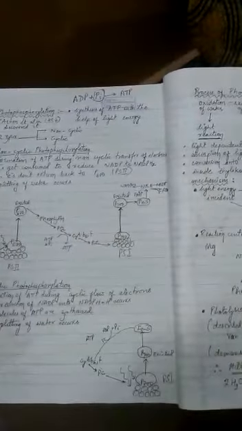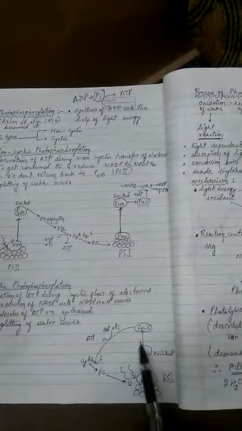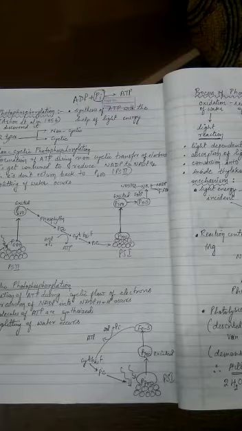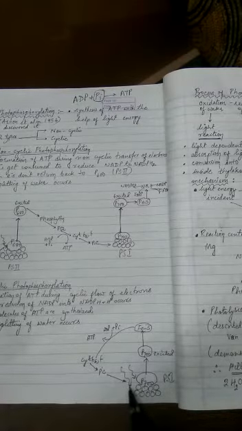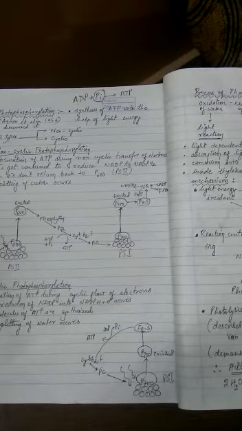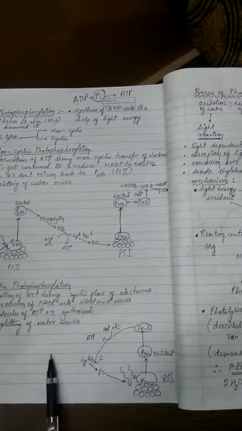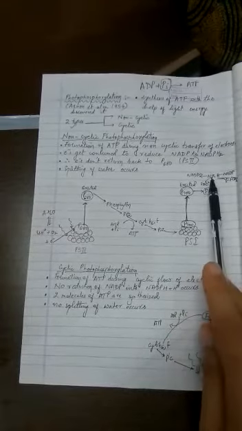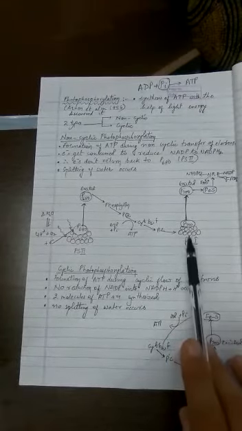Let's understand this quickly. You can see here electron starts from here and comes back here, so there is no net loss of electron, the number of electrons remains the same. That's why there is no requirement of supply of electrons from outside, so no external source of electrons is required in the cyclic photophosphorylation.